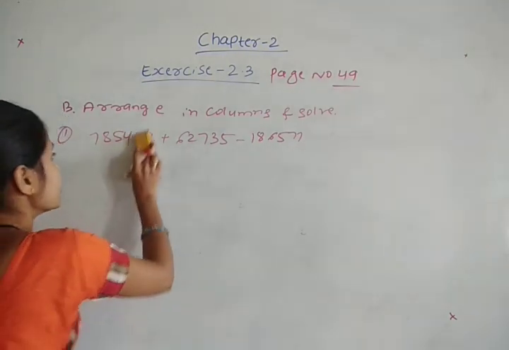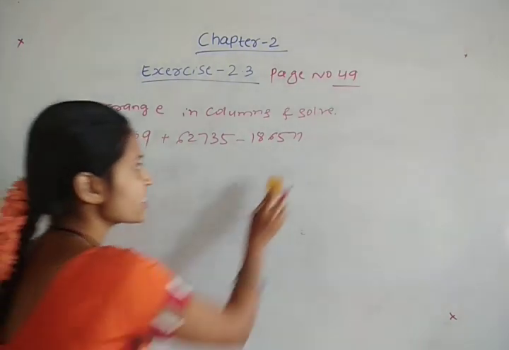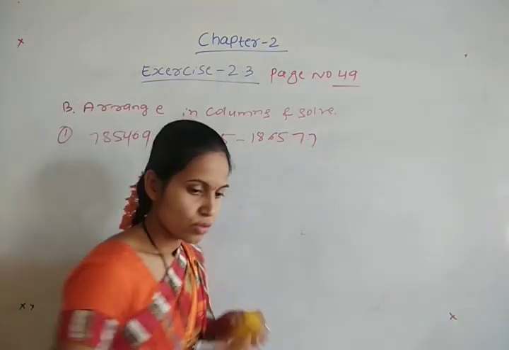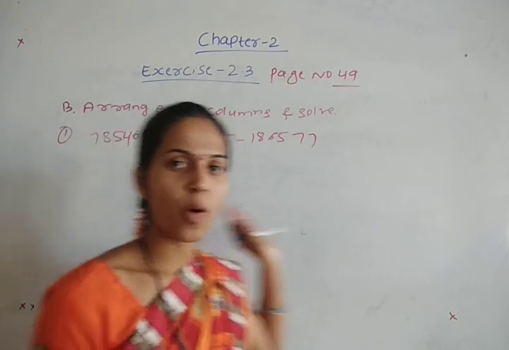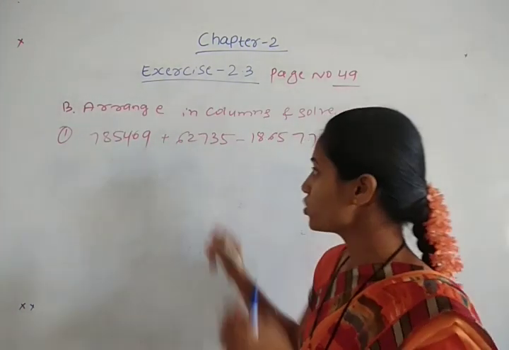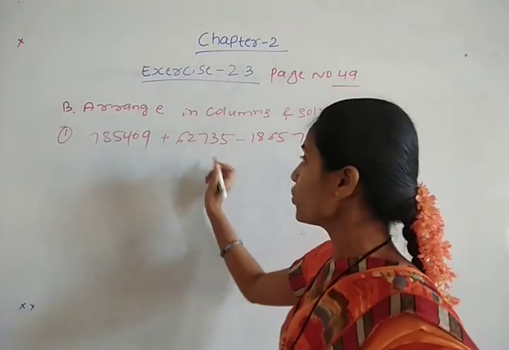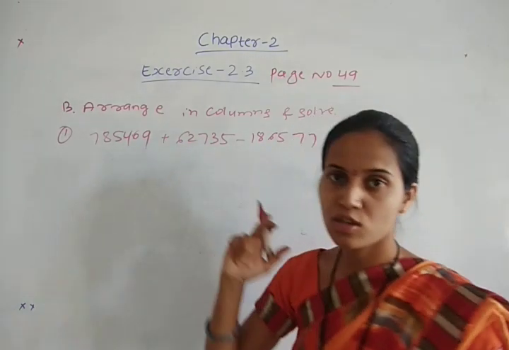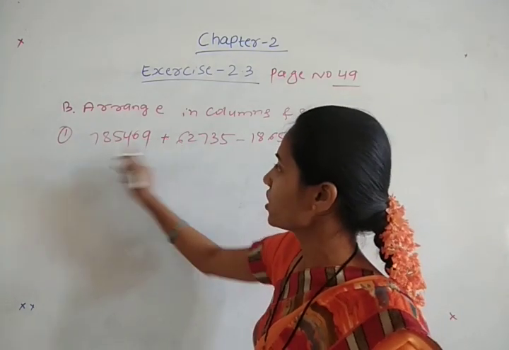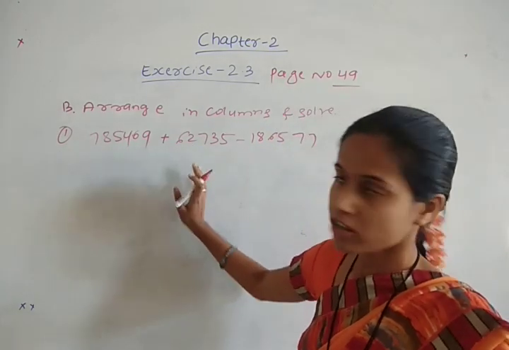In yesterday's class I told you that you should calculate these kinds of problems stepwise. In the first step, we should collect the numbers having the plus symbol on one side. Here there is no need to collect them because they have already given it in the arranged form. The first number has the plus symbol, and the second number also has the plus symbol.